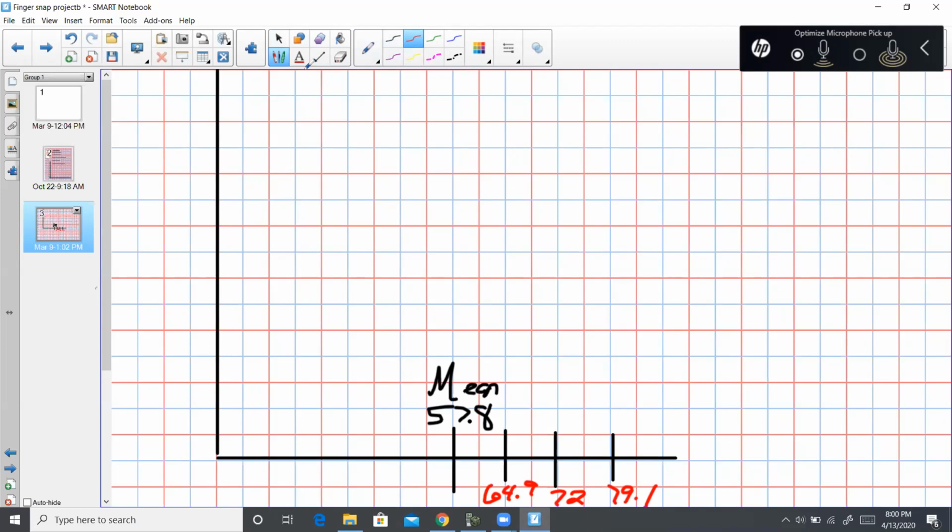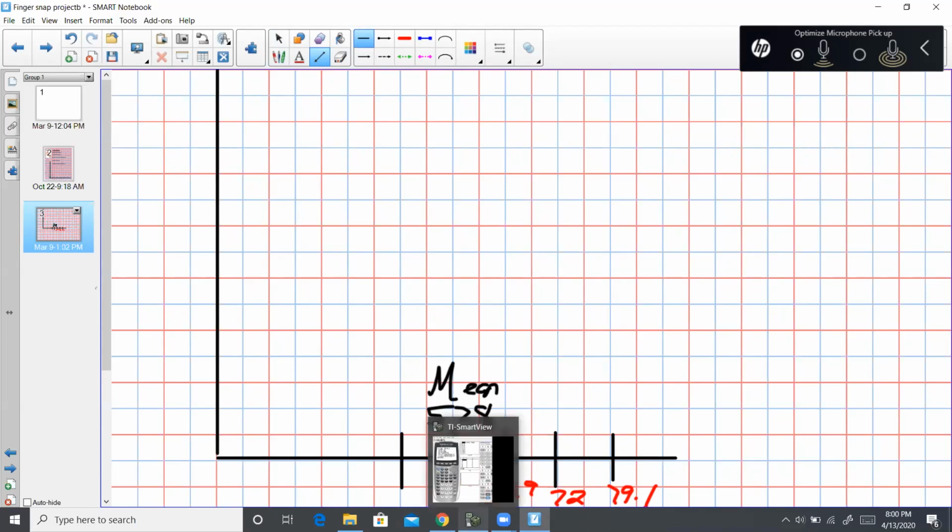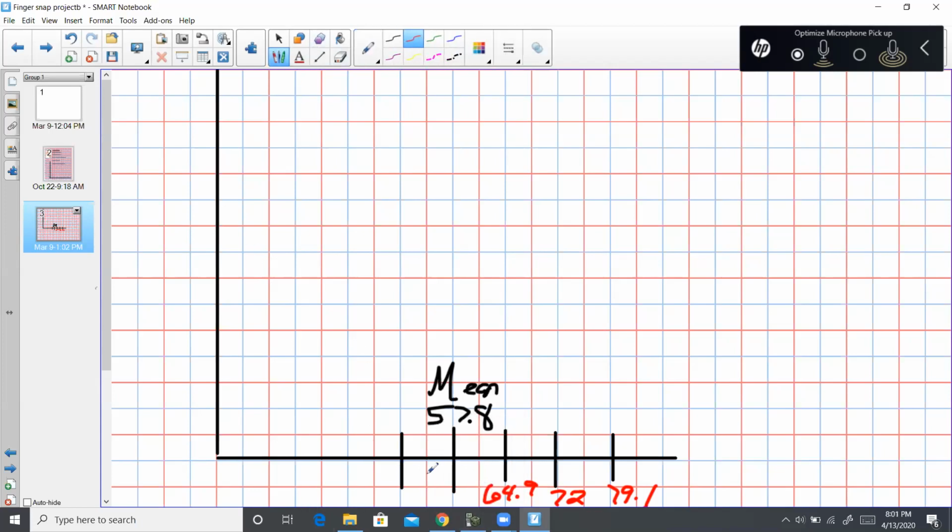Now we're going to go to the left of the mean. We're going to take 57.8 and subtract 7.1 from that, and that's going to be 50.7. So 50.7. Then we're going to add another line right here, and subtract 7.1 from that, which is 43.6.